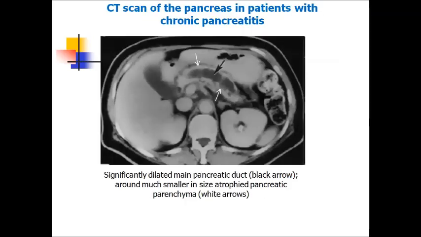CT in a patient with chronic pancreatitis shows significantly dilated main pancreatic duct, black arrow, and this duct is surrounded by much smaller in size atrophied pancreatic parenchyma, indicated with white arrows.